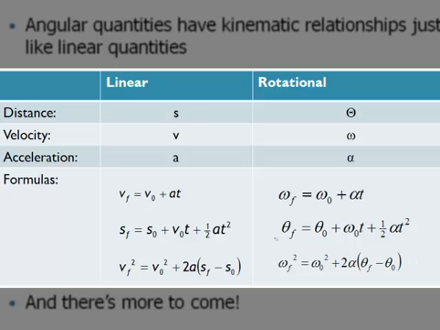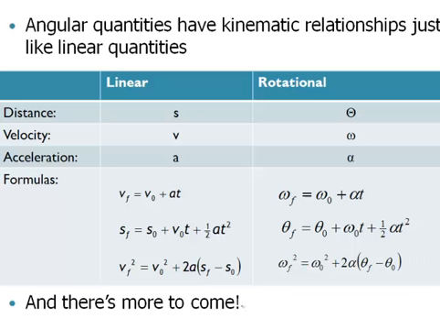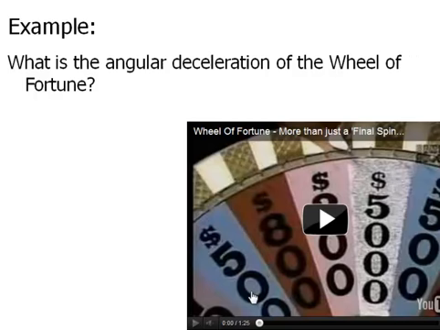In fact, I usually just say the "so vote for AT" formula, but when I write it down in this unit, I'll use thetas and omegas and alphas instead. The no-time formula can be transferred over as well, and we'll learn of even more later on when we talk about rotational inertia, the analog to linear mass. So let's begin with a quick video from Wheel of Fortune, and we will calculate what the deceleration of the wheel is.